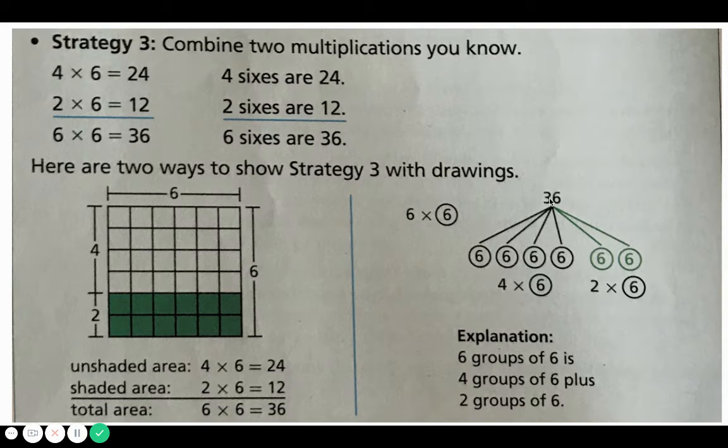And we're basically doing the same thing over here. 1, 2, 3, 4 groups of 6 gives us 24. 1, 2, 2 groups of 6 gives us 12. 24 plus 12 equals 36. 6 times 6 equals 36. So that's another strategy you can use.